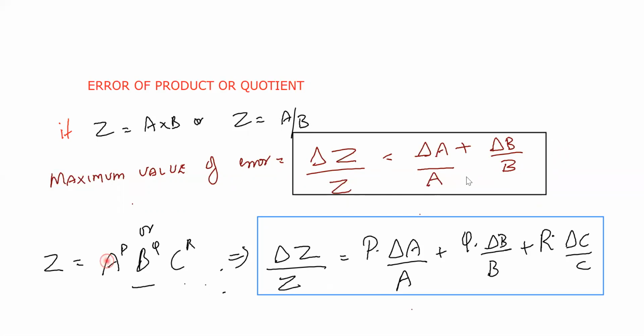And the below one, if it is a power p into b power q into c power r, then also it is very easy for us. So p into delta a by a, plus q into delta b by b, plus r into delta c by c. Then you might be wondering, what about this delta a by a and everything? In entrance, they will give the values of each and everything. So it's very easy. The only thing is that we have to remember this formula and substitute it. That's all.